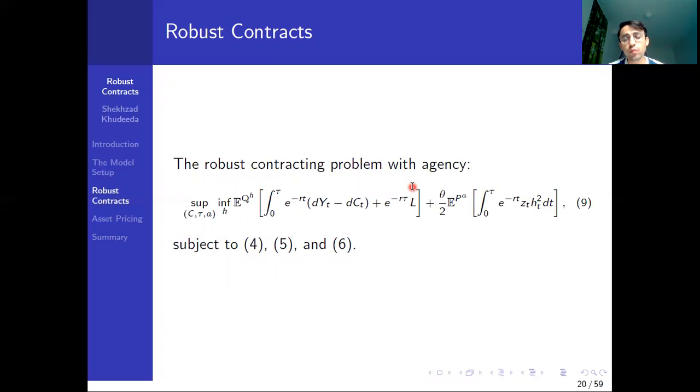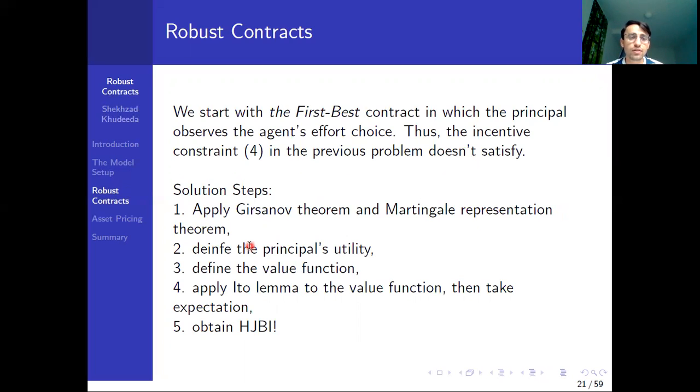So the robust contract problem with the agency can be defined in this equation. It's the main problem. We have to solve it. It's subject to equation 4, which was the incentive constraint, equation 5, the participation of the agent, and equation 6, Z_T, the Radon-Nikodym derivative. So first we try to solve this equation without considering equation 4. In this case, we call it the first-best contract, in which the principal observes the agent's effort choice.